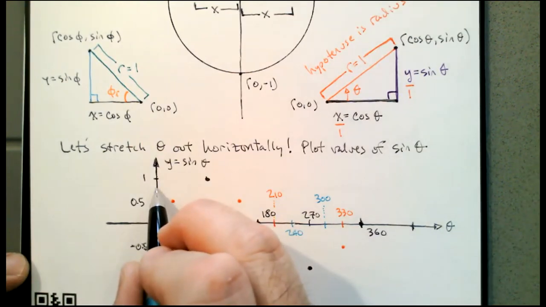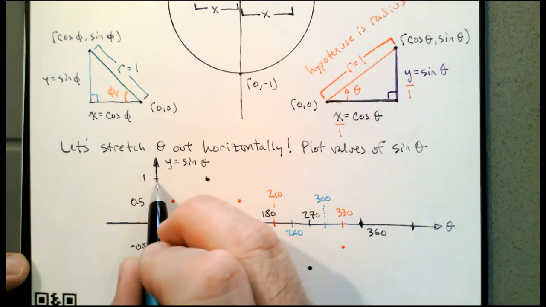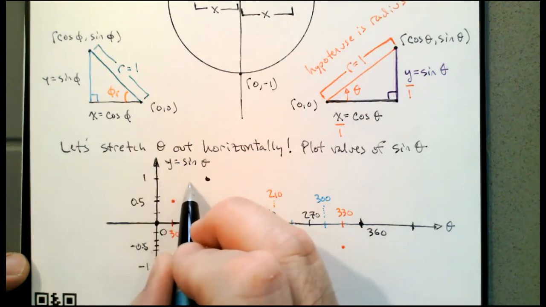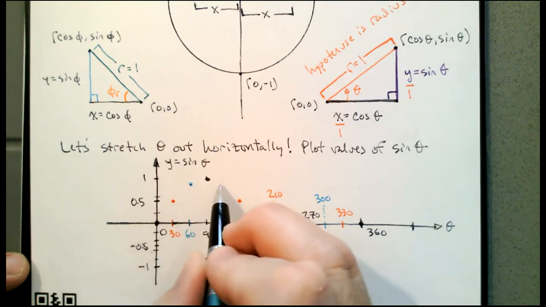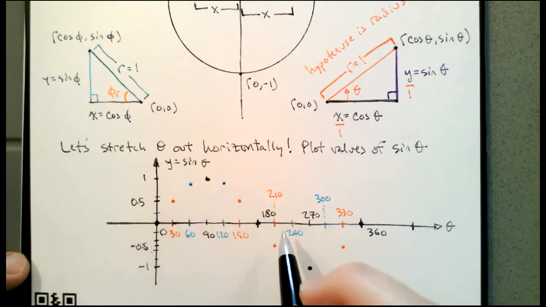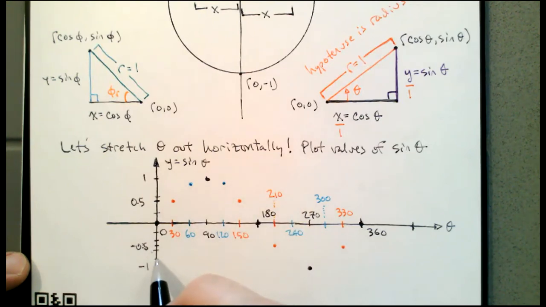So halfway up will be 0.75. So we'll want to be a little bit closer to 1 when we get to 60, when theta gets to 60. And then the same thing down here, halfway. And we'll be kind of close to 1 at 240 and 300.